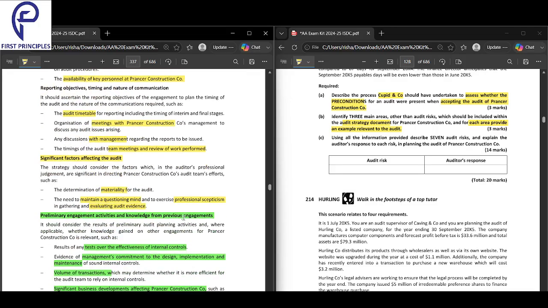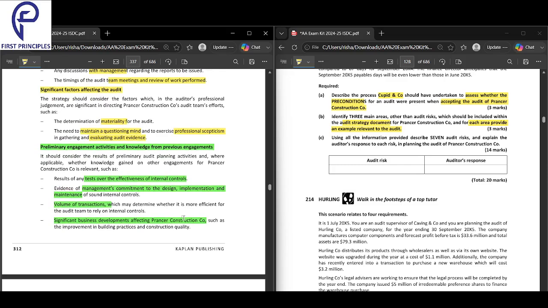Next, the audit timetable. How often will the communication be? When can we interact? Then any discussions with the management, and the timing of the audit team meetings. Then significant factors affecting the audit. What are the factors affecting the audit? They are the materiality and the professional skepticism that will be maintained.